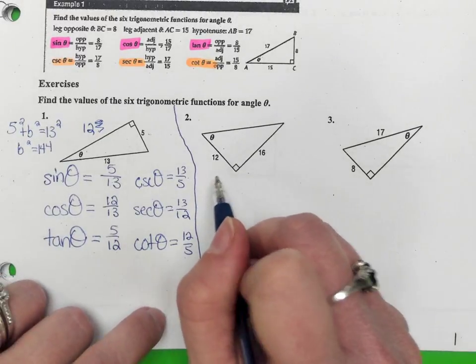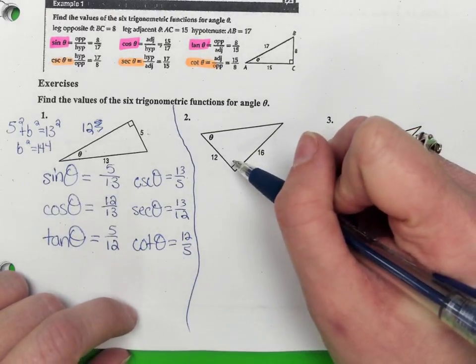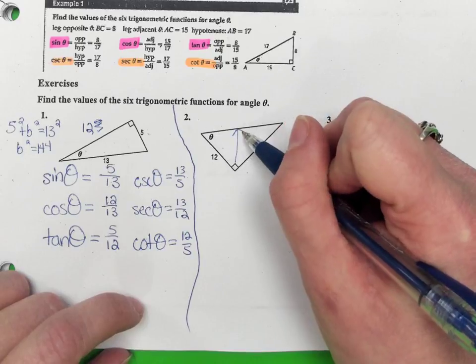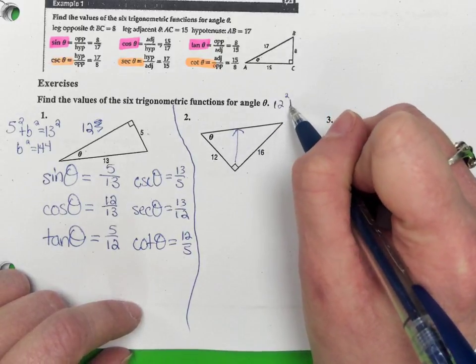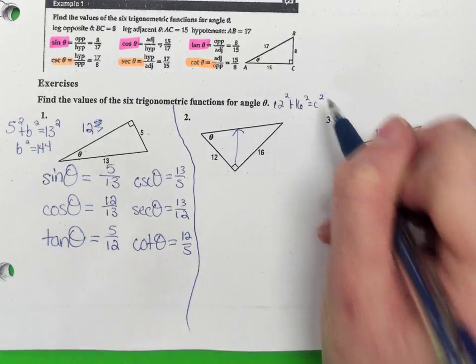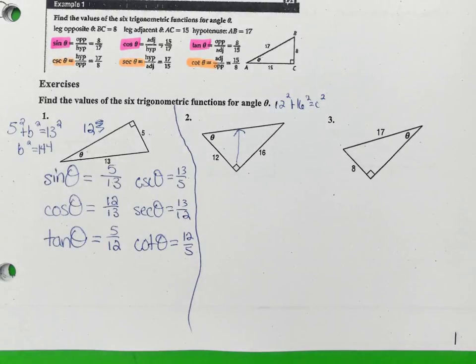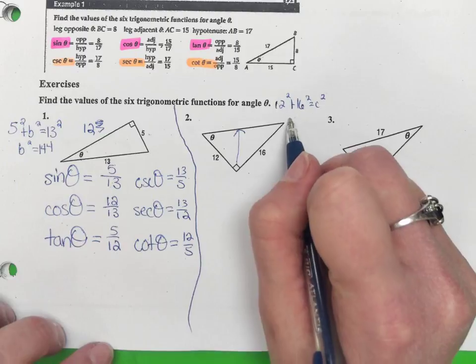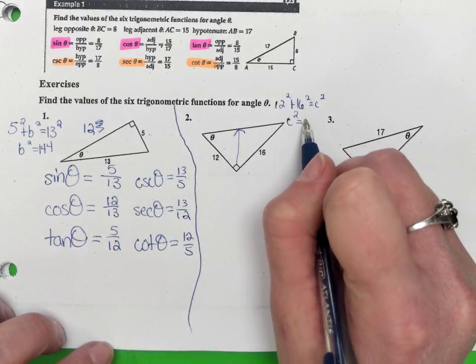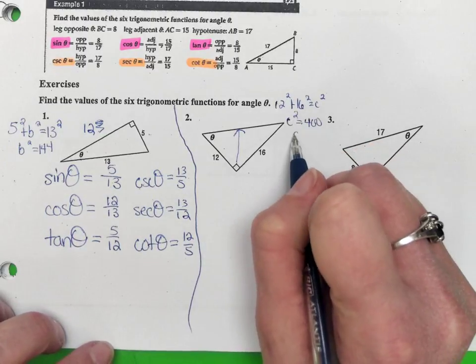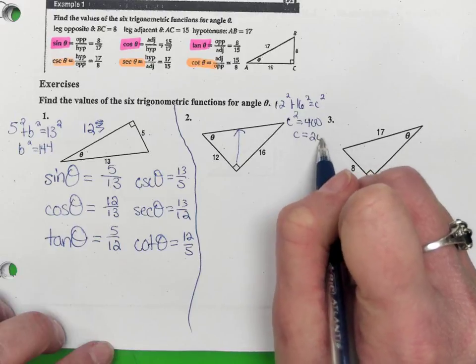Ready? All right, I have to find this missing side. This missing side is my hypotenuse. So it's 12 squared plus 16 squared equals c squared. Here we go. 12 squared plus 16 squared. Plug it straight in your calculator. What do you get? 400. And what does that mean c is? 20. There you go.